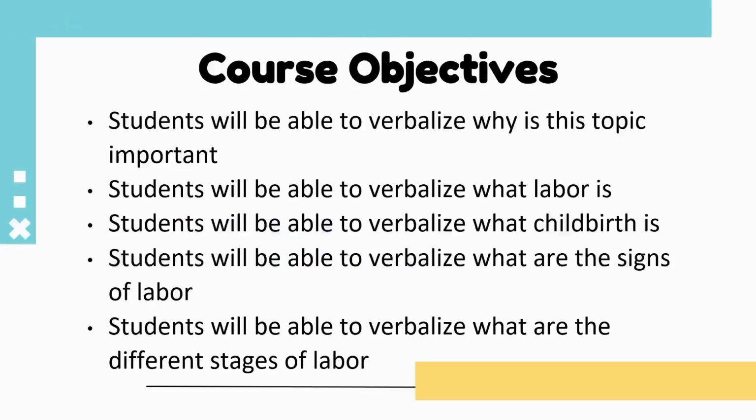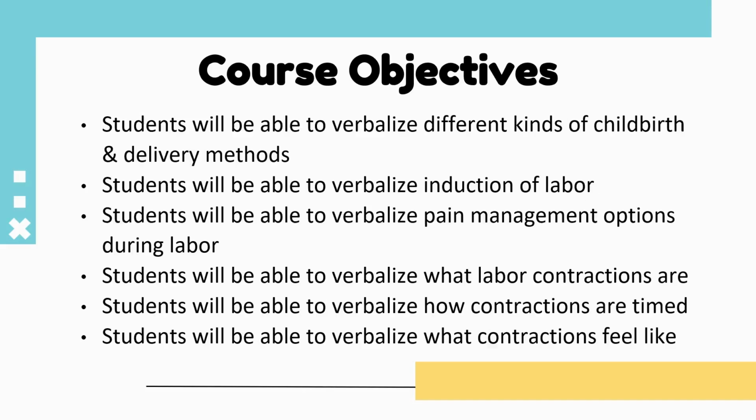The course objectives: the student will be able to understand why childbirth and labor are important topics to discuss, be able to explain exactly what is labor, the different stages, what happens during the childbirth process, signs of labor, and what are the different stages, first, second, and third, and how we can support families through that. Whether you're a birth assistant, a midwife, new or experienced in the birth world, it's good to go back to the basics at times.